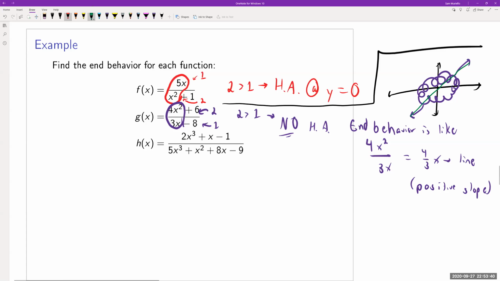Finally, let's take a look at this final example. Once again, only the highest powers matter, and this time there's a tie, 3 equals 3. So that means that I do have a horizontal asymptote, and it will be y equals 2/5, because the 2 and the 5 are the coefficients. You can imagine canceling out these x cubes because they're the same. And we don't care about this stuff because only the highest power matters.